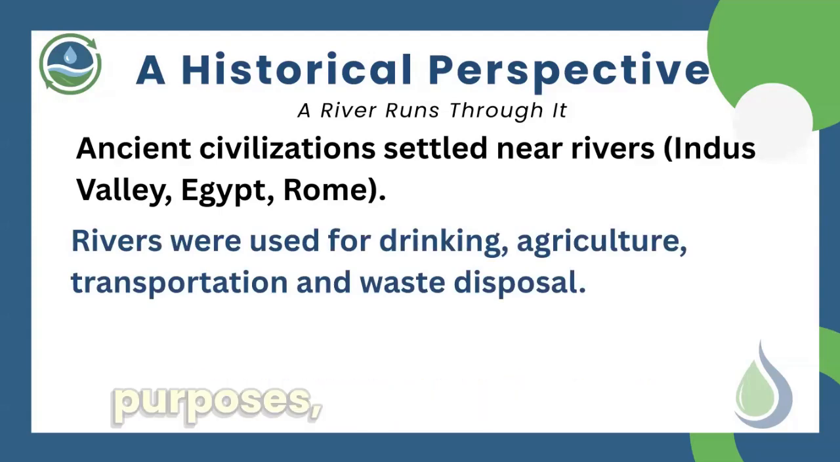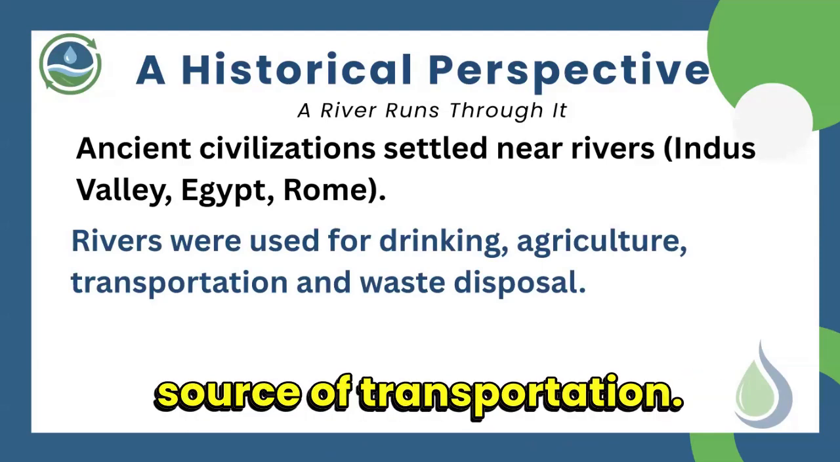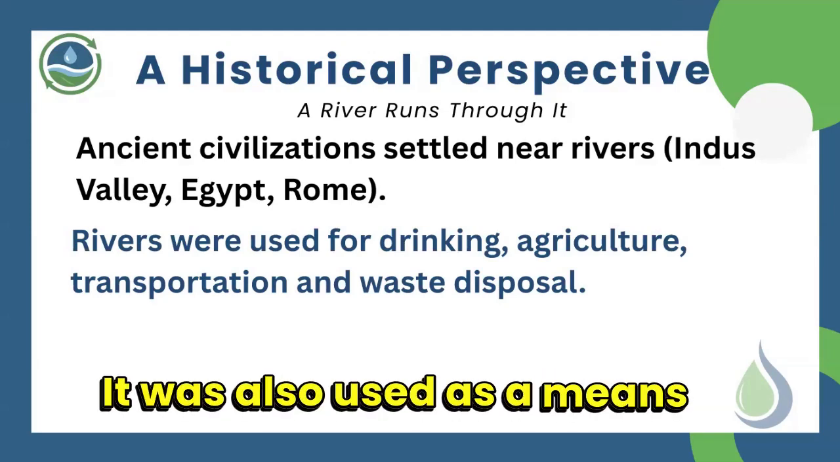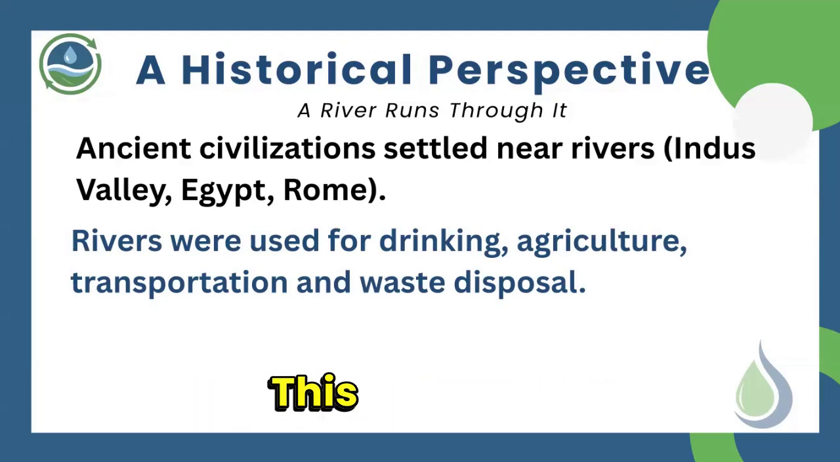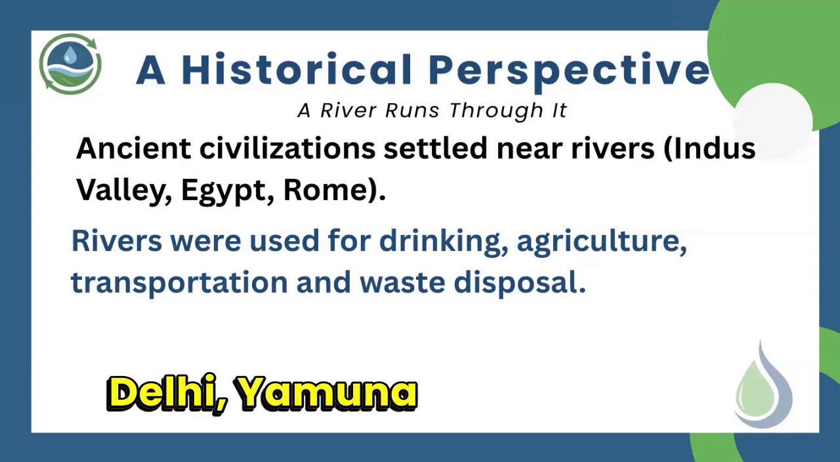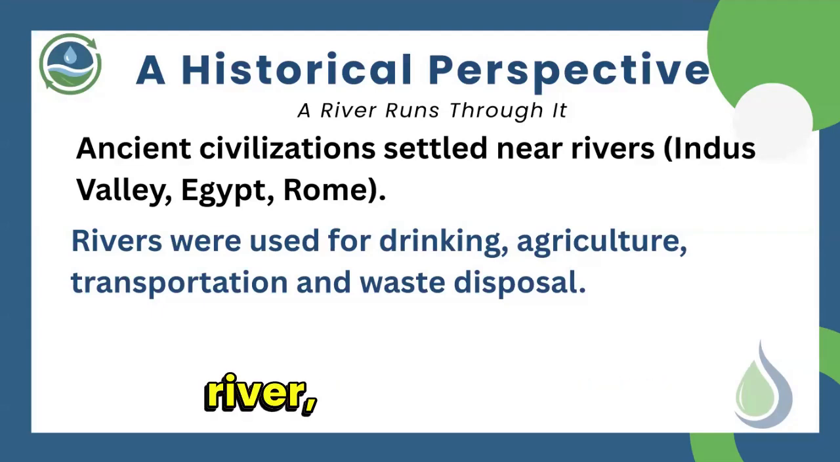Rivers were used for two purposes, primarily drinking, and a lot of us ignore that river water was the main source of transportation, let us say 1,000, 2,000, 5,000 years ago. It was also used as a means of disposing the wastewater. This is unsaid. Nobody said it clearly. If you just look at any major city in the world, Hyderabad on Musi River, Delhi, Yamuna River, Calcutta, River Ganges, right? You look at any major city, it is there only on a river bank. What was the reason?